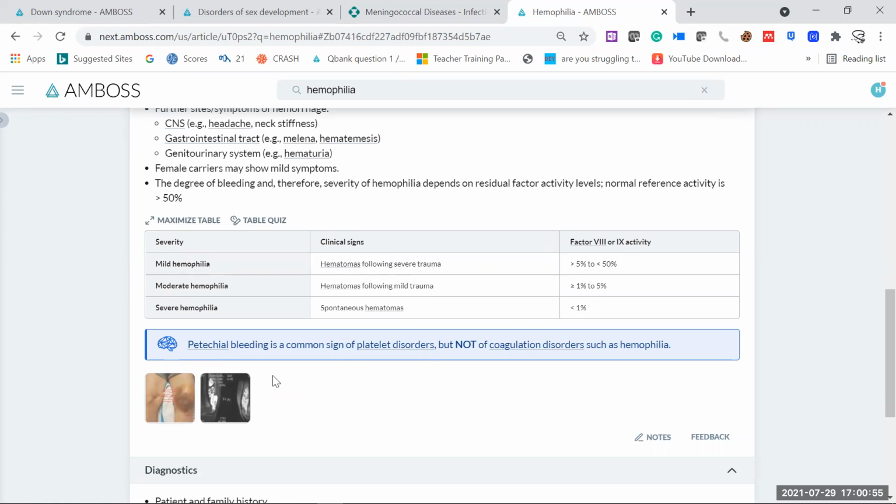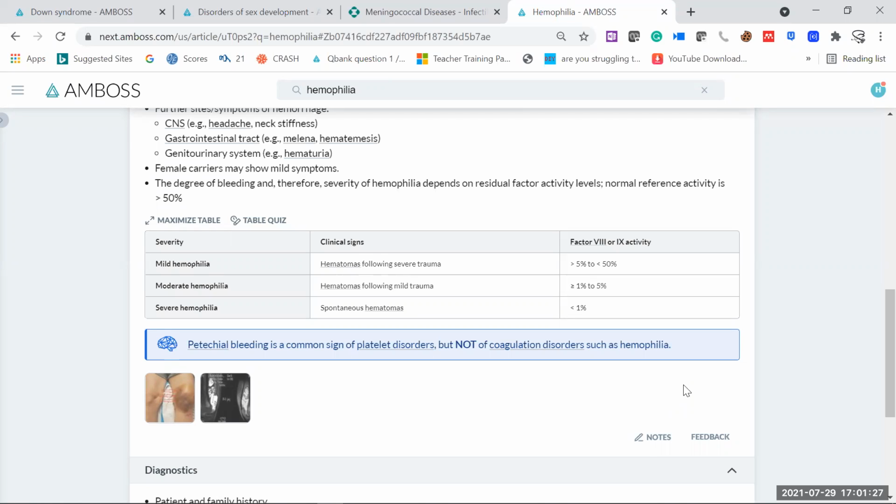Whenever you see any kind of bleeding beneath the skin, which is called petechial rashes or purpuric rashes, that's a clear clue that this is because of a platelet disorder, but not of a coagulation disorder such as hemophilia. In these patients, you will appreciate bleeding inside, not only just beneath the skin. Whenever there is bleeding beneath the skin that gives a purplish appearance, that most likely gives you a clue that it's a platelet deficiency. It's not a clotting factor deficiency.